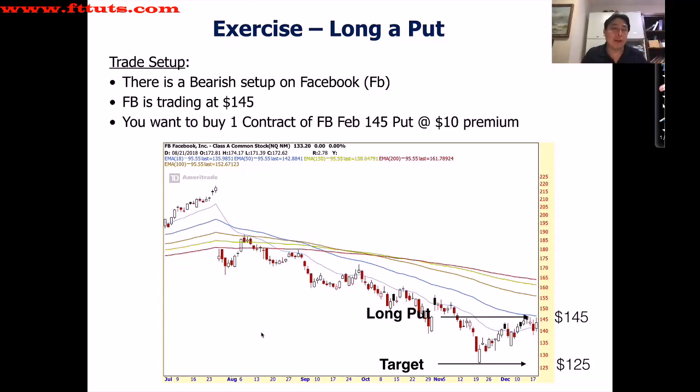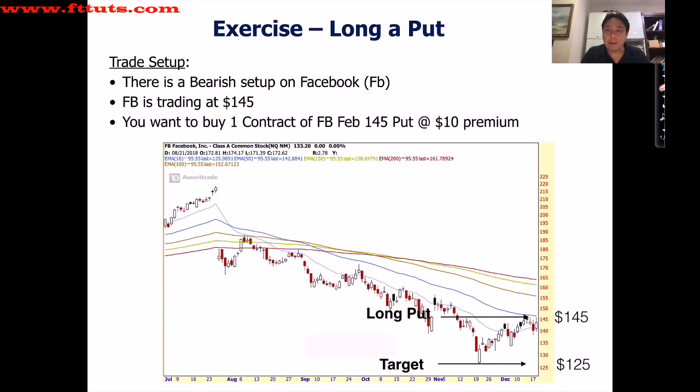The smallest moving averages are above the biggest moving averages, and you see a clear pattern of lower highs and lower lows. So this is a clear downtrend, and we expect it to go down from here. And it's currently finding the resistance again at the 50 moving average.